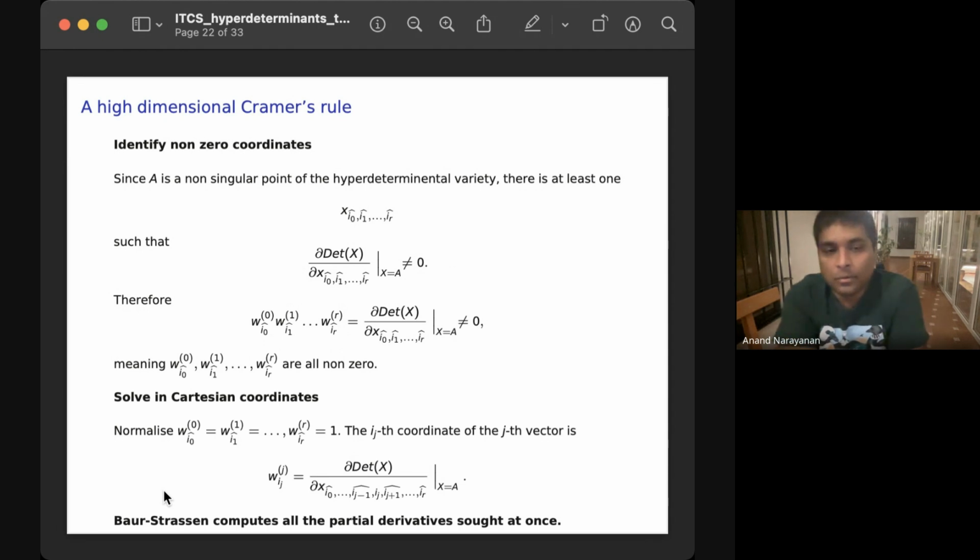And where does Baur-Strassen come in? It helps to do the reduction without blowing up the circuit size, because all the partial derivatives that you seek to locate the non-zero coordinates and to read off the other coordinates can be computed with an arithmetic circuit of roughly the same size, maybe 3 or like 5 times the size of the one that computes the hyperdeterminant. Okay, so that's our reduction.